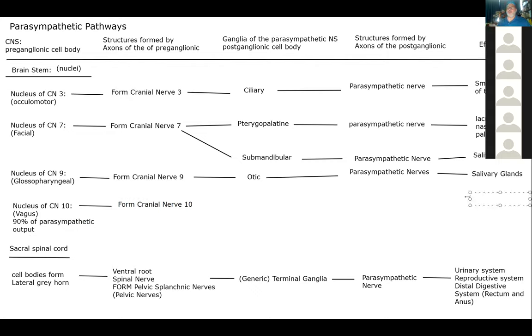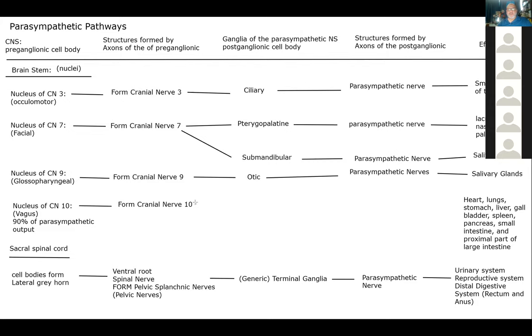And cranial nerve 10, remember, as we talked about before, innervates most of the organs of the ventral body cavity. But now we can be more specific. Heart, lungs, stomach, liver, gallbladder, spleen, pancreas, small intestine, and the proximal part of the large intestine. Notice not the rectum, not the anus, because remember that's part of the sacral pathway. But pretty much most of the organs of the ventral body cavity are innervated by cranial nerve 10.